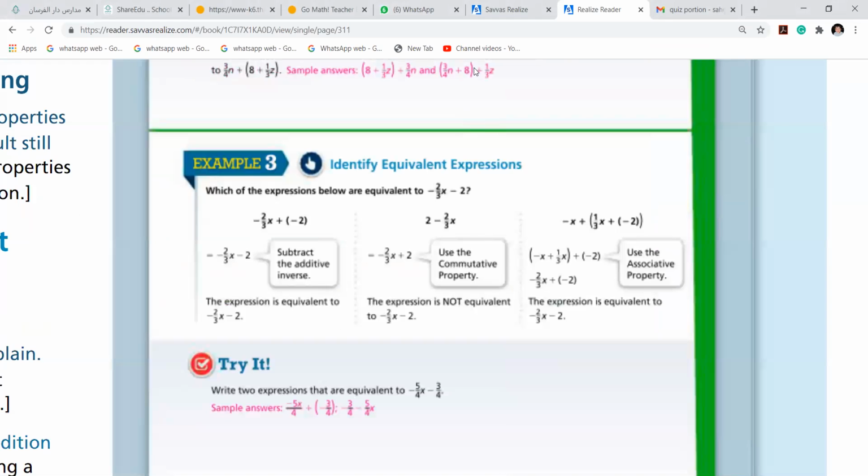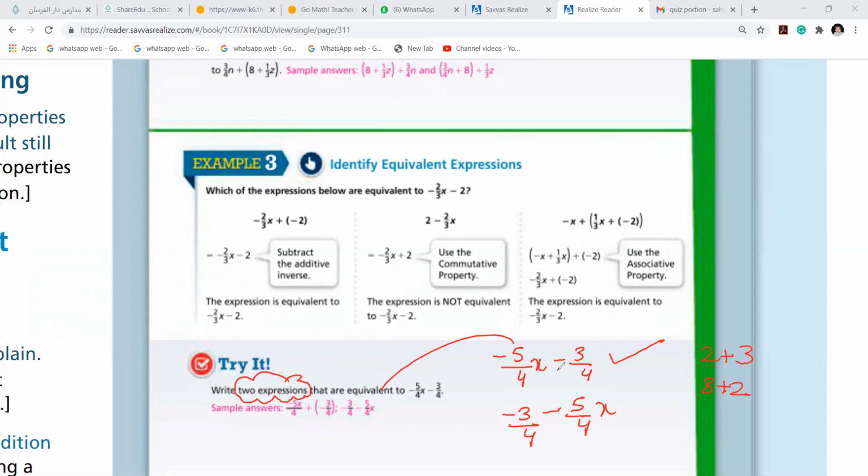Coming to more. Be very, very careful with the signs, that is integers. They ask me to write expressions. I can write this way, like if you have 2 plus 3, I can also write it as 3 plus 2. So the other way I will write minus 3 over 4 minus 5 over 4x. They want me to write the expression in the other order. What did I write? I wrote the opposite. I wrote minus 3 over 4 minus 5 over 4x.